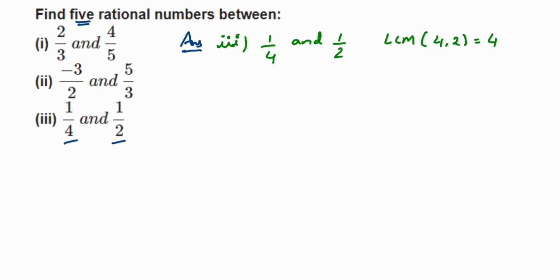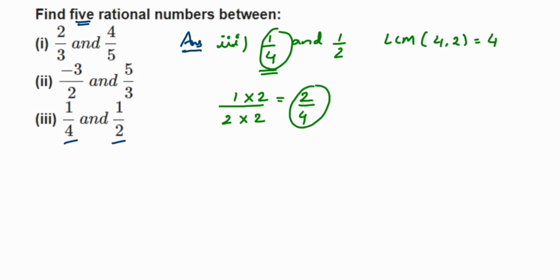Now for the first number we don't have to change because already 4 is present in denominator, and for the second number it is 2. So we have to multiply 2 with 2 in the numerator and denominator. It becomes 2 upon 4. Now we have 2 numbers, that is 1 upon 4 and 2 upon 4. Now we observe that between 1 upon 4 and 2 upon 4 there is no gap at all. In that case we have to increase the gap by multiplying with a certain number.